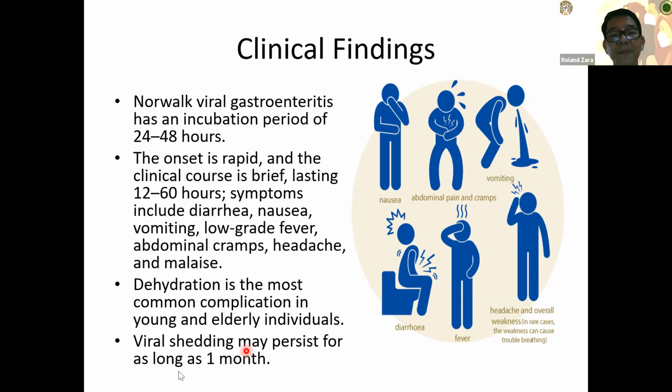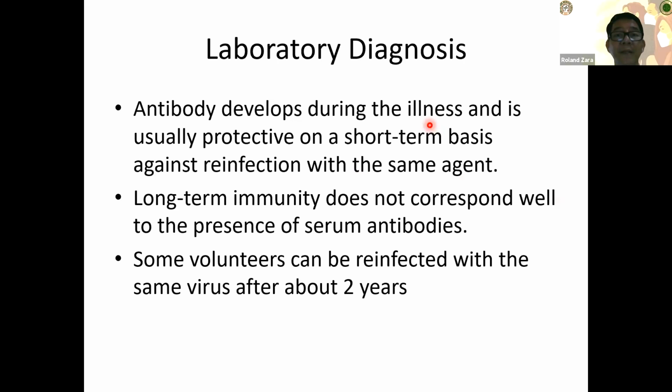Viral shedding may persist for as long as 1 month. Antibodies develop during this illness, but they are not protective, only on a short-term basis against reinfection with the same agent. So you develop antibodies, but these antibodies wane off. Bababa rin, and you may acquire this virus again. So there is no long-term immunity. Some volunteers may be reinfected with the same virus after about 2 years. So there is no immunity to this Calici. And I think there is no vaccine for your Calici viruses, unlike rota, which has a vaccine.